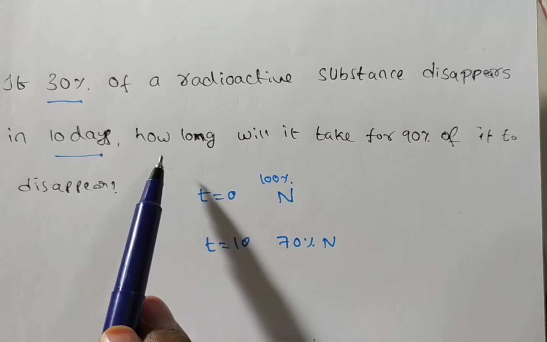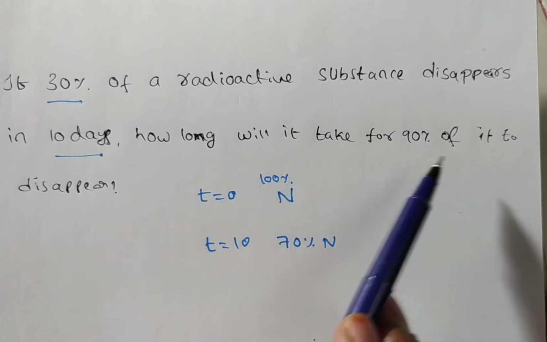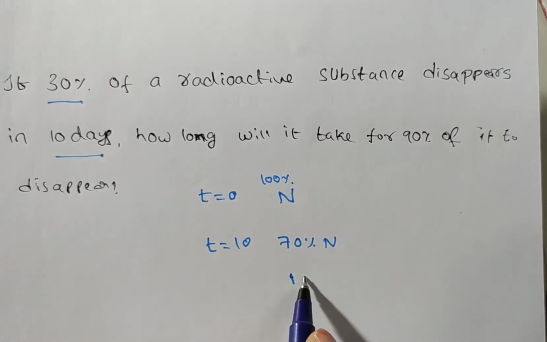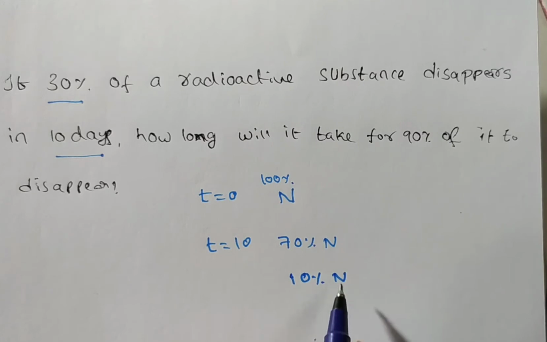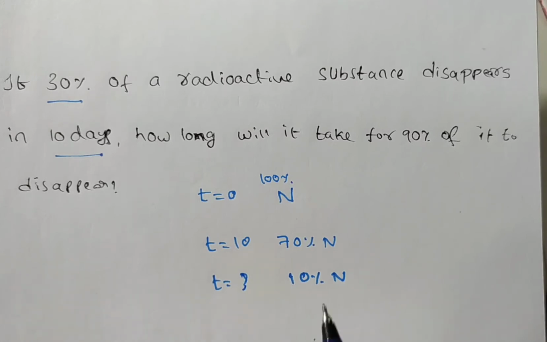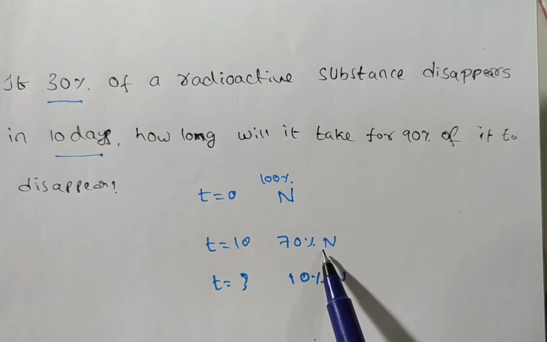Now the question is, how long will it take for 90% of it to disappear? So when 90% disappears, nothing but here 10% of N is available. So how much time is required for the available substance to become 10%? How much time is required? This is the question. By observation you see, originally 100, then it decreases to 70 and then again to 10.